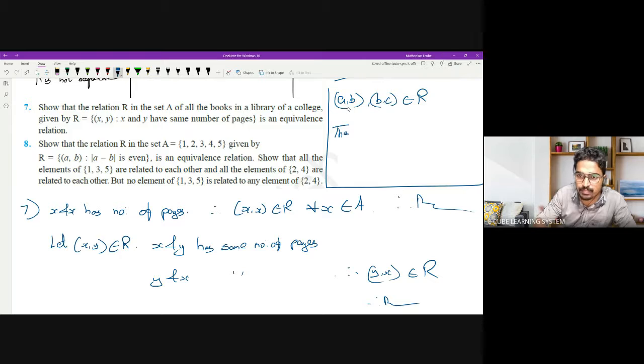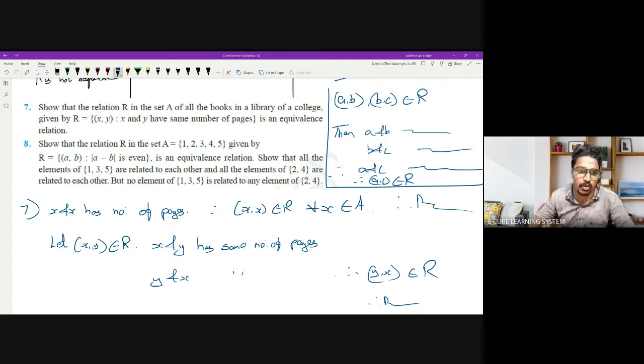Then A and B have the same number of pages. B, C belongs to the relation. B and C have the same number of pages. Therefore, A and C also have the same number of pages. A, C belongs to the relation. Therefore, the relation is transitive. And hence it is clearly an equivalence relation. Am I right, everyone? Clear?